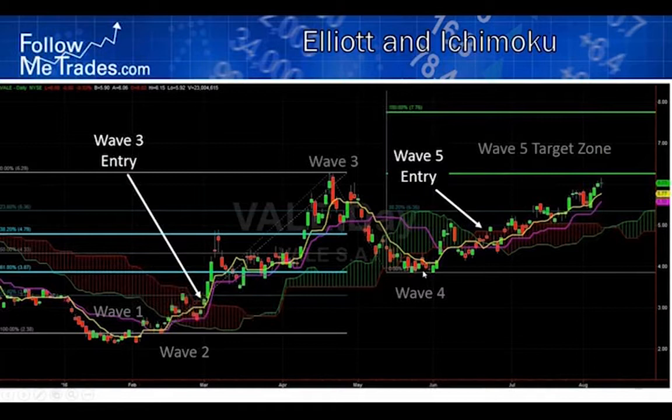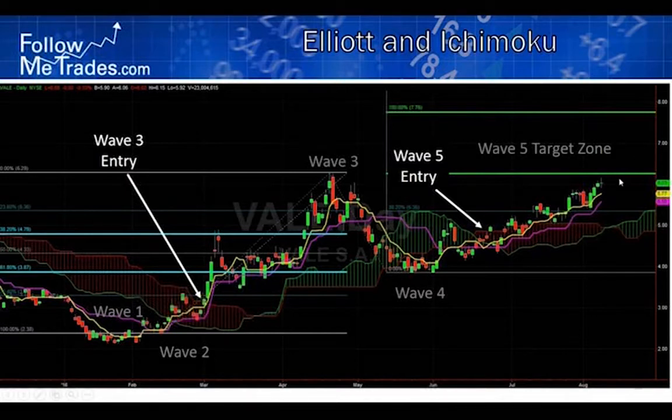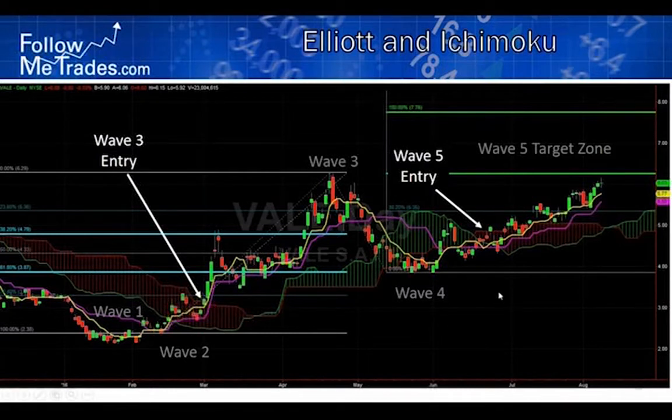Then we got a wave 4, and we're looking for wave 5, and there's proof of wave 5 starting. So again, we get a crossover and a price break above the cloud. And this is actually a live trade we took, and we just closed it. I think it's like about a 15% profit in about a month. So pretty nice, pretty accurate.